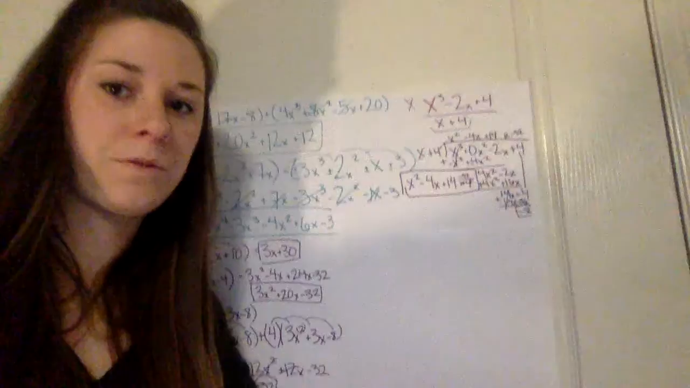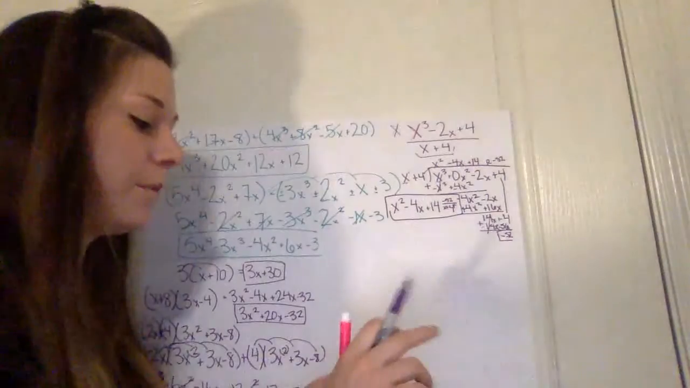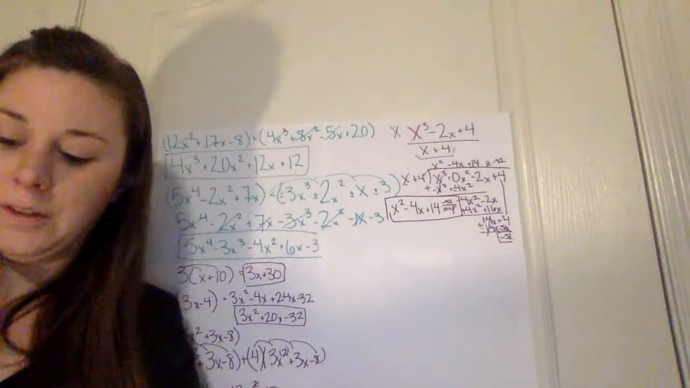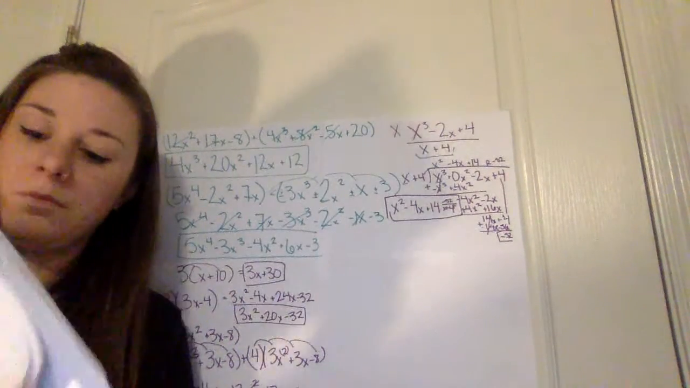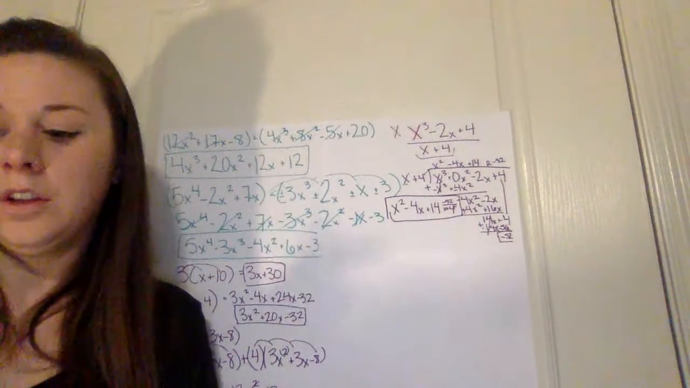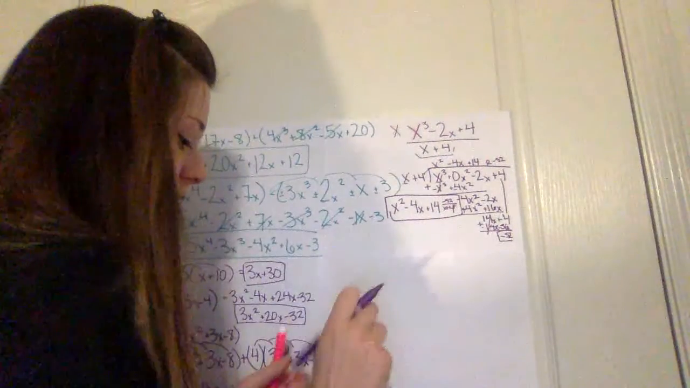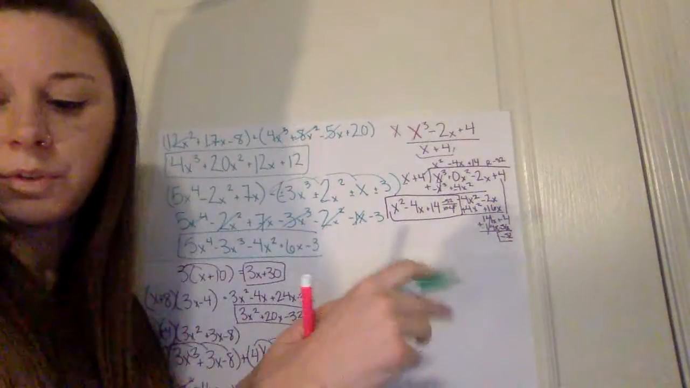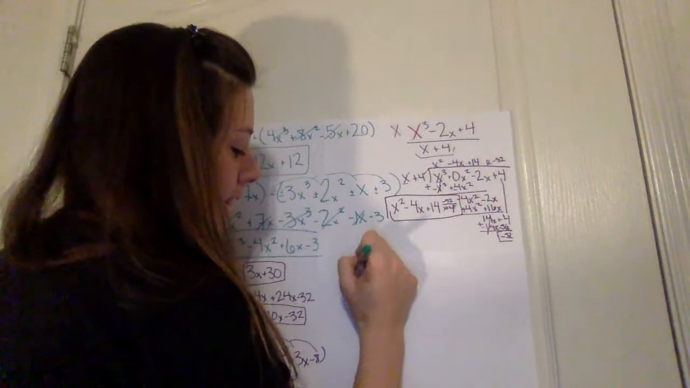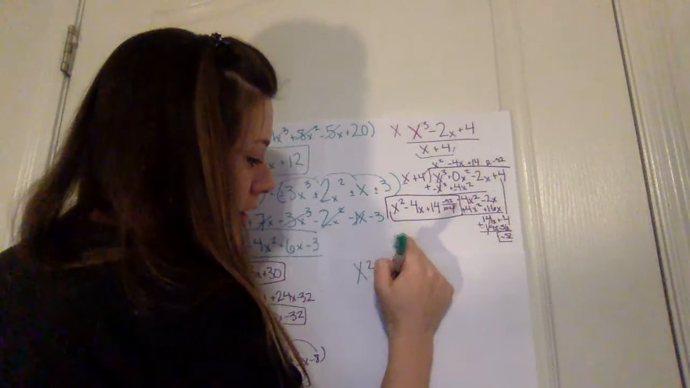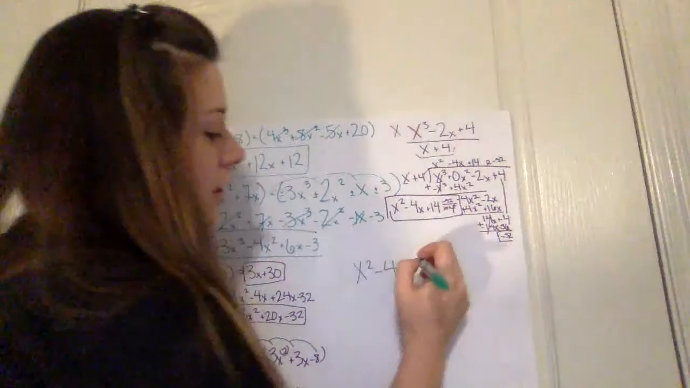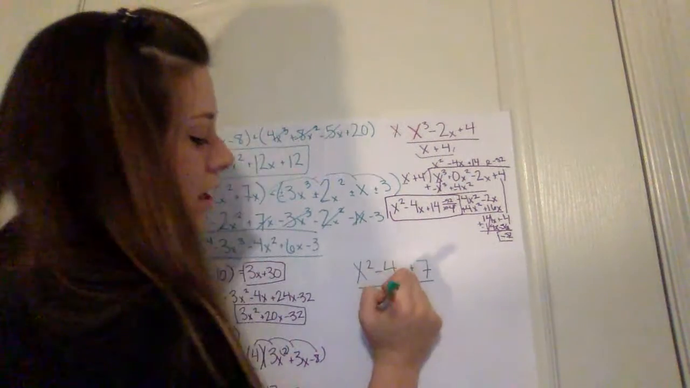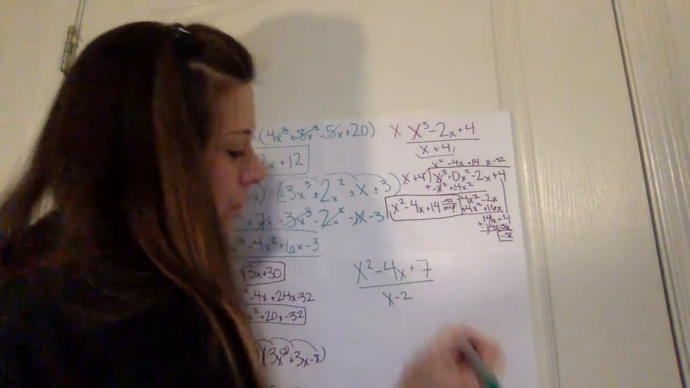Okay, sorry, I was a little rocky. Now, synthetic division will be a little bit bigger. All right, so I'm going to change colors because I think that would confuse me. Okay, so we have x squared minus 4x plus 7 all divided by x minus 2.